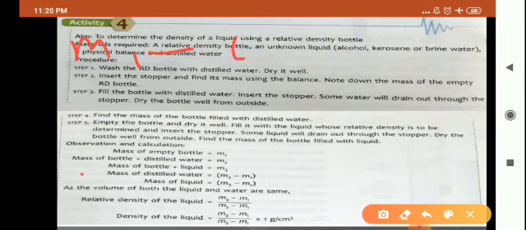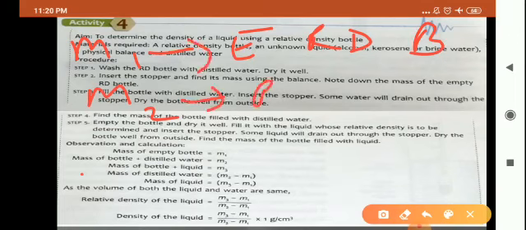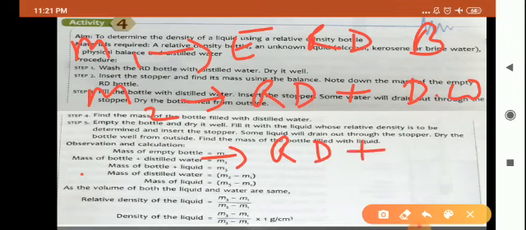M1 was the mass of the empty RD bottle. M2 was the mass of the RD bottle plus the distilled water filled in it. Okay. Then again we took the same bottle, and let us say this time we have filled this RD bottle with the unknown liquid. The unknown liquid can be anything, either alcohol, kerosene or brine water. We have weighed that bottle, and that time suppose the mass was M3.